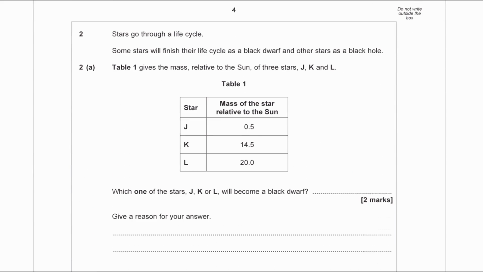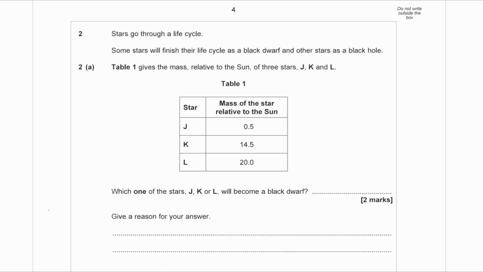That was question 1. So question 2, it says that stars go through a life cycle, right? We should all know that. Some stars will finish their life cycle as a black dwarf and other stars as a black hole. Table 1 gives the mass relative to the Sun of 3 stars, J, K, and L. Which one of these stars, J, K, or L, will become a black dwarf?